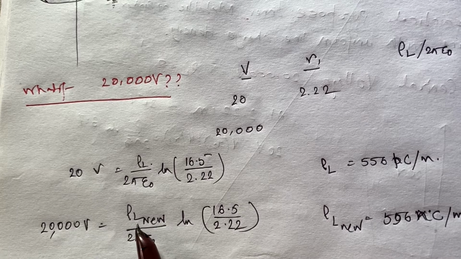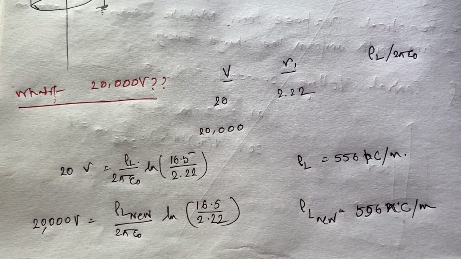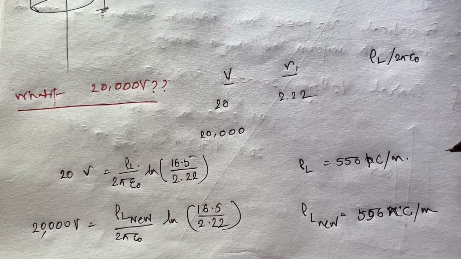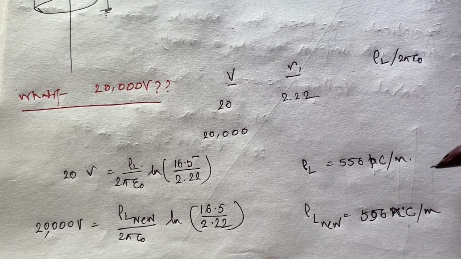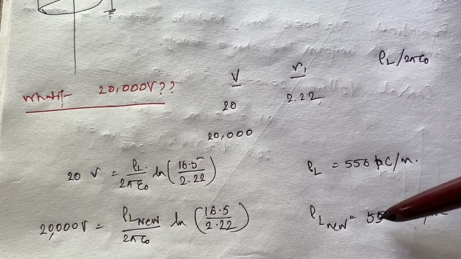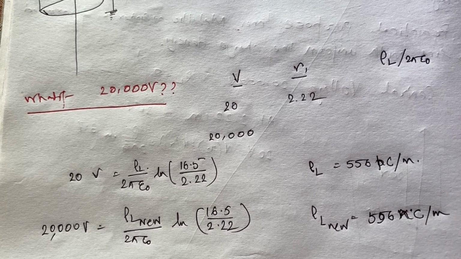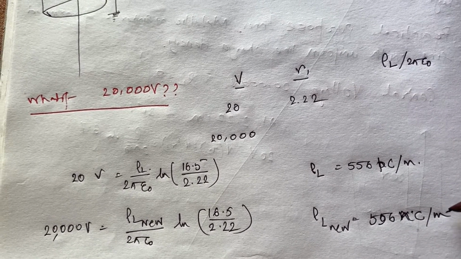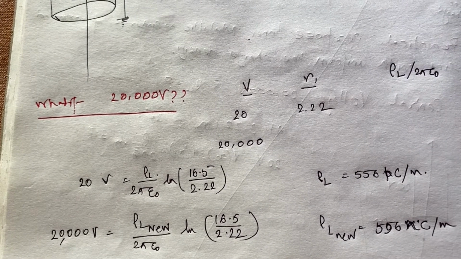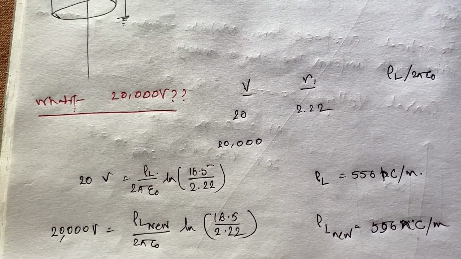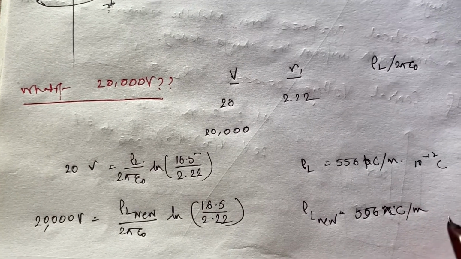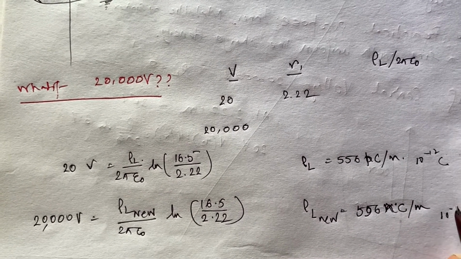So I need to find rho L new, and it's simple algebra. From the simple algebra, you can easily find that the new charge density will be 556 nanocoulomb per meter, which is 1000 times bigger than the older charge density, which was 556 picocoulomb per meter, because picocoulomb is 10 to the power minus 12 coulomb, whereas nanocoulomb is 10 to the power minus 9 coulomb.